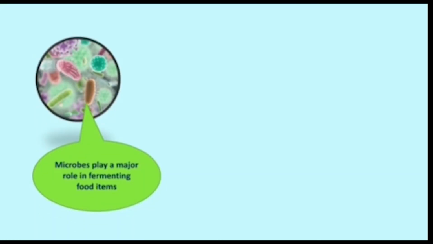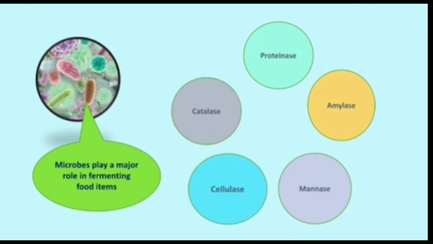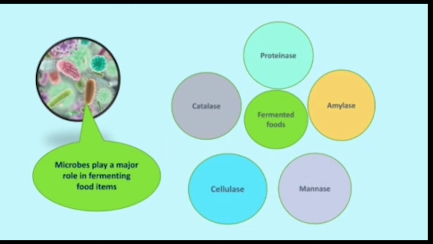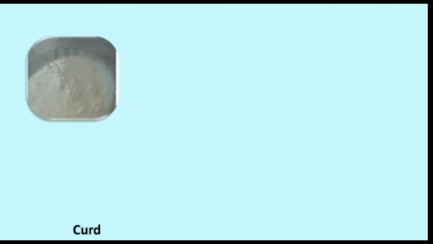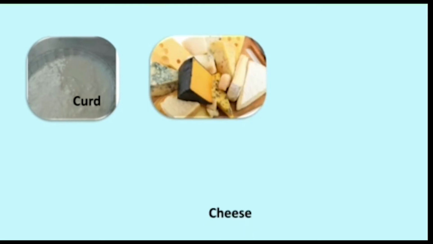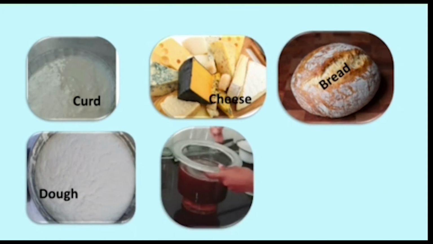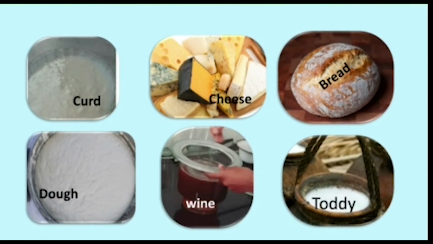Microbes play a major role in fermenting food items. During food fermentation, microorganisms produce enzymes to break down complex compounds into simple biomolecules for several biological activities. Proteinase, amylase, mannase, cellulase, and catalase are produced in many fermented foods by Bacillus species. Among these are bacteria isolated from fermented foods. Microbes are commonly present in food items like curd, cheese, bread, dough, wine, and toddy. Microbes are essential in processes like wine making, cheese making, and fermented beverages. Bacteria called lactic acid bacteria grow in milk to convert it into curd.